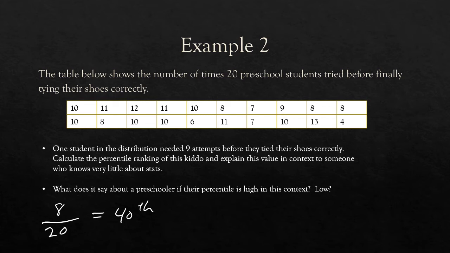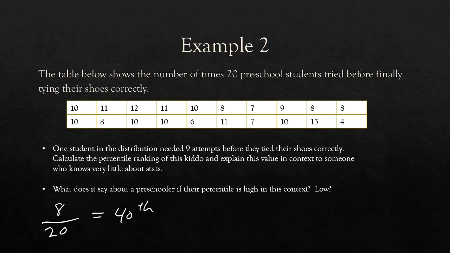What does it say about a preschooler if their percentile is high in this context? Well, if their percentile is high, that means very few students required more attempts before they tied their shoes correctly. And that's kind of a bad thing, right? We want to be able to do things right more quickly. And then a low percentile means the opposite. If you're the 10th percentile in this context, that means very few students required fewer attempts before they were able to tie their shoes correctly.